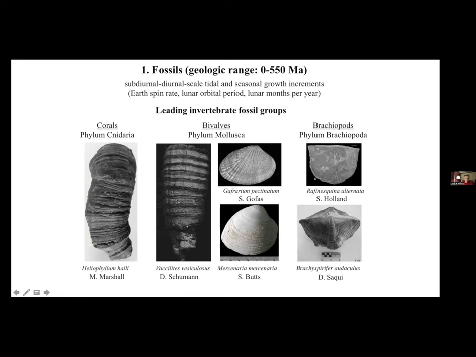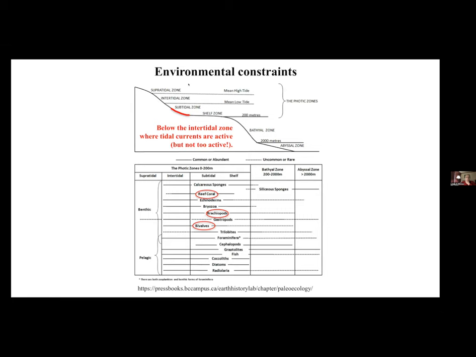build new data sets. So the constraints that we have is that the fossils need to have originally lived in the subtidal zone below the intertidal zone, because you don't want them to necessarily be exposed to air and stop growing altogether and create hiatuses. But you want them in a subtidal zone that has active tidal currents, but they shouldn't be too active either, because that might also prevent the shells from growing.